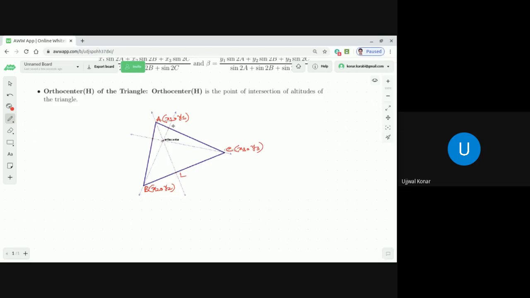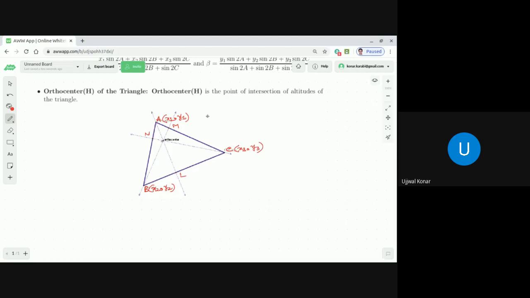Similarly, BM is another altitude, a perpendicular drawn from the point B to the opposite side AC, and let's consider the foot of the perpendicular as M. Similarly, we find the altitude from the point C on the line AB, with foot of the perpendicular N. Then AL, BM and CN are the three altitudes of the triangle, and the point of intersection of these three altitudes is the orthocenter. Orthocenter is the point of intersection of altitudes of the triangle.